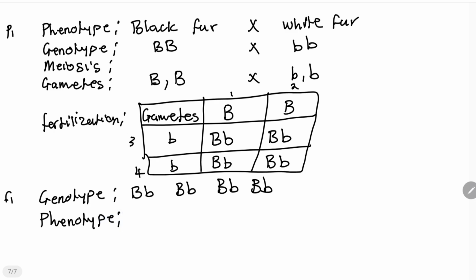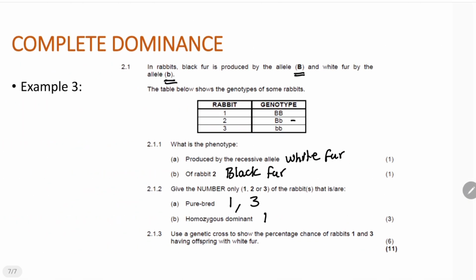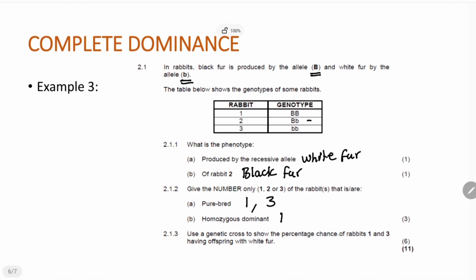So rabbit number 1, it is going to be capital letter B, small letter b. I know in this case capital letter B is going to be stronger than small letter b, and therefore this is going to be black fur. The same applies for all the offspring. So I'm simply going to write all black fur, right? But this is not answering the question. The question was specific. We are supposed to show the percentage chance of rabbits 1 and 3 having an offspring that has got white fur, right?